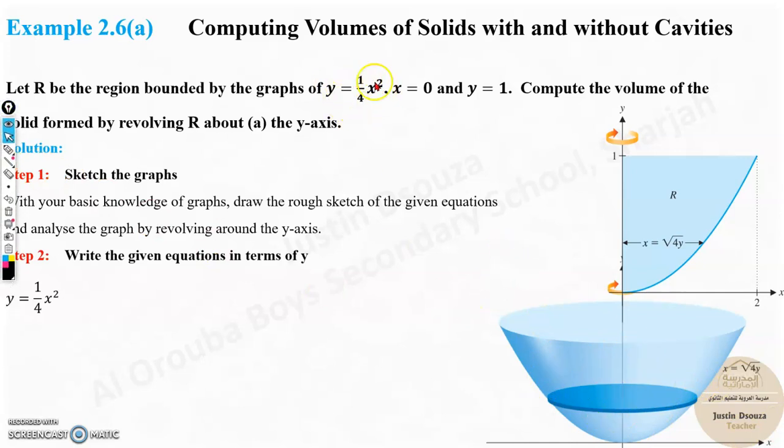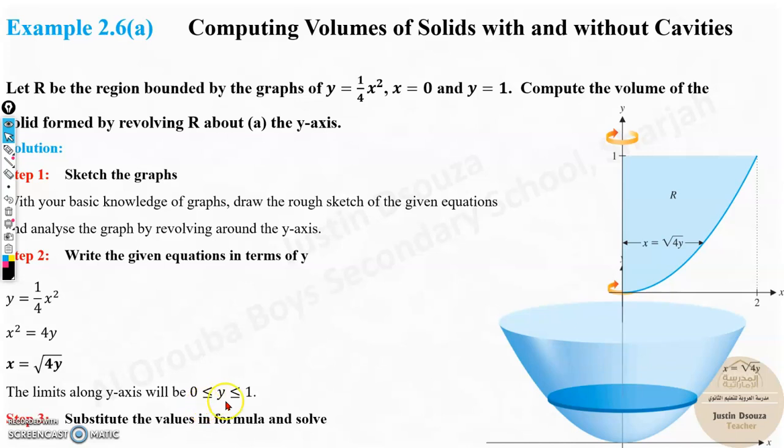What is it? You need to change this in terms of y, so get x to one side. x squared equals 4y, so x is equal to root of 4y. And then the limits. Where are the limits along the y-axis? It's from 0 to 1. So this is very simple. Substitute in the formula and get it.